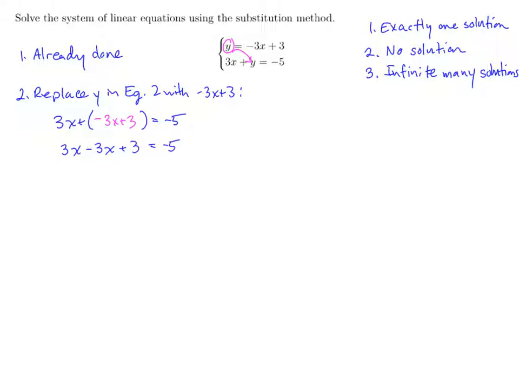Now when I take 3x minus 3x, I'm left with 0x, which is just 0. So this equation simplifies down to 3 equal to negative 5. Now at this point, we want to ask ourselves, for what values of x and y does 3 equal negative 5? And the answer to the question is none. There are no values of x and y for which that's true. So what this means then is that there's no solution to this system of linear equations.